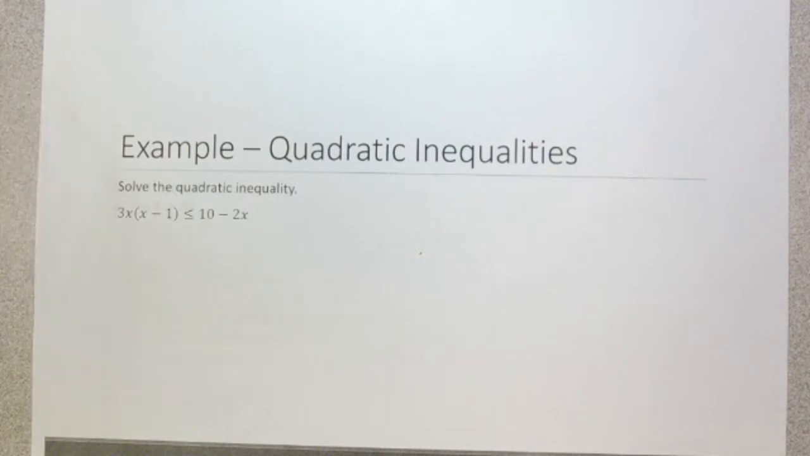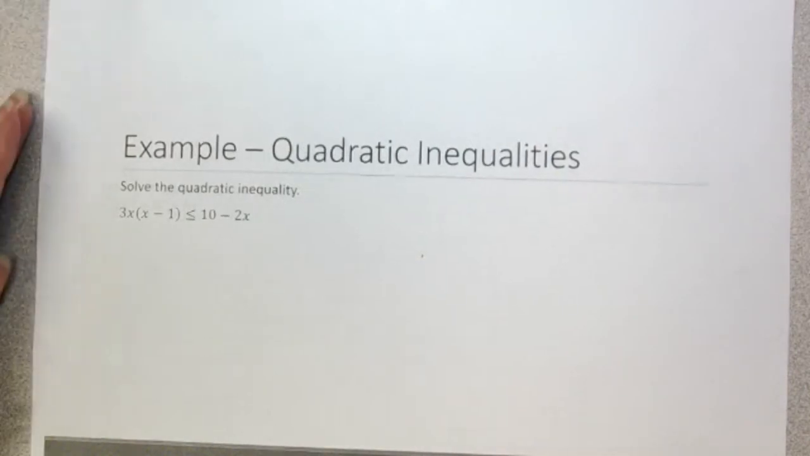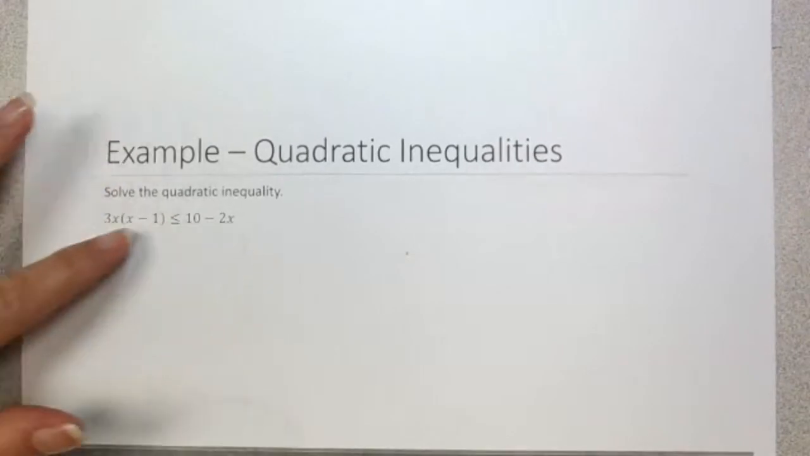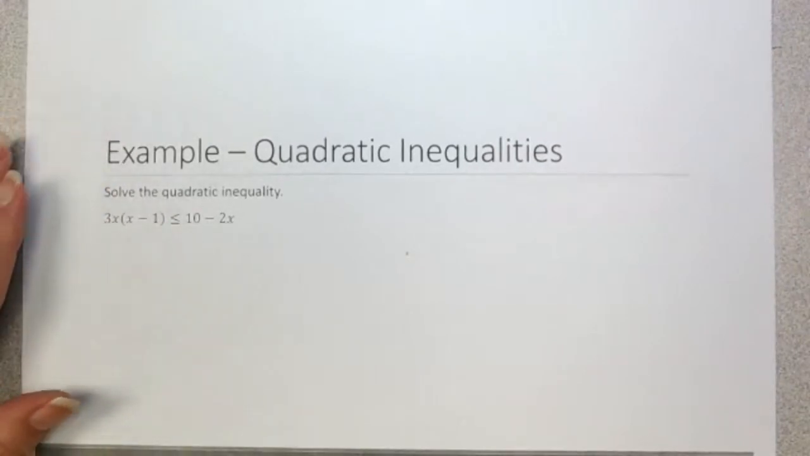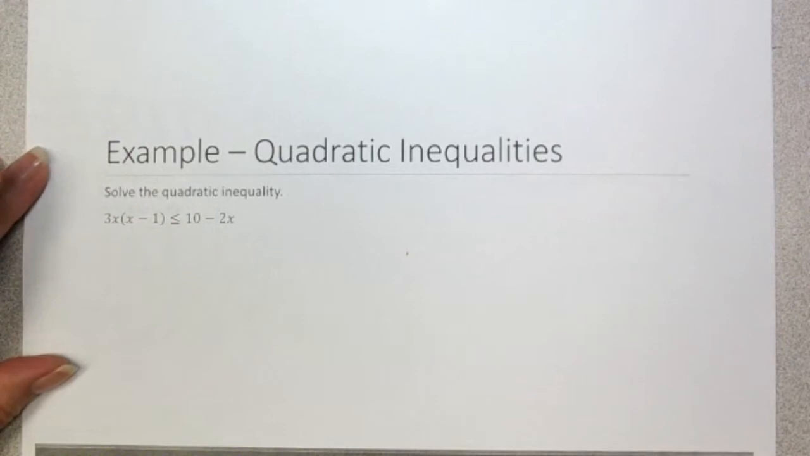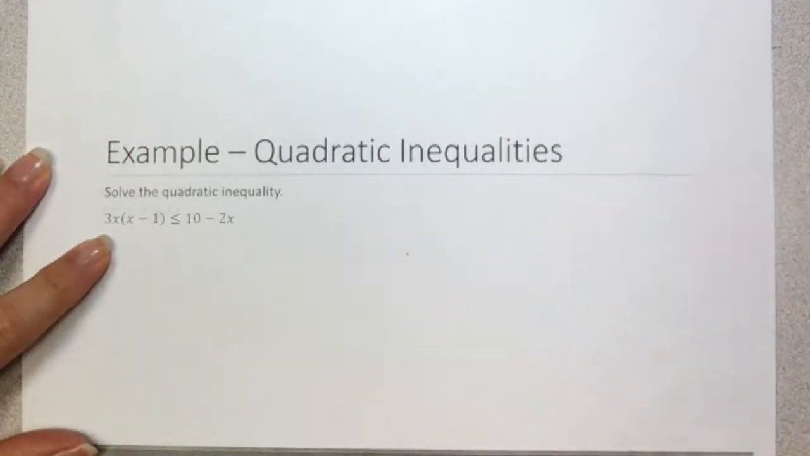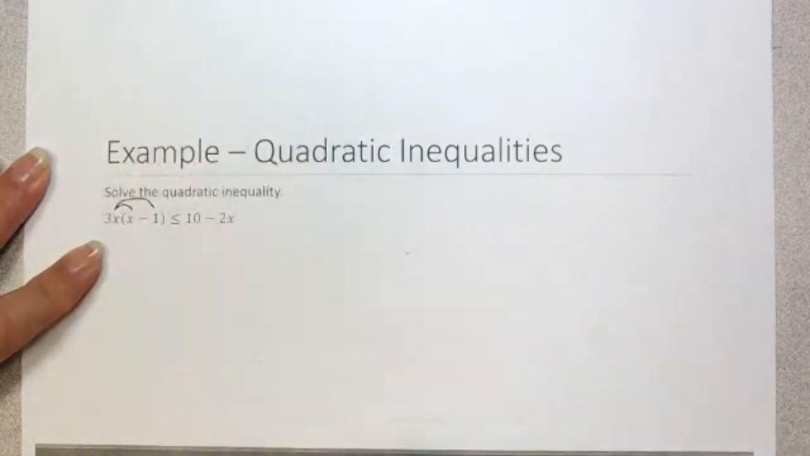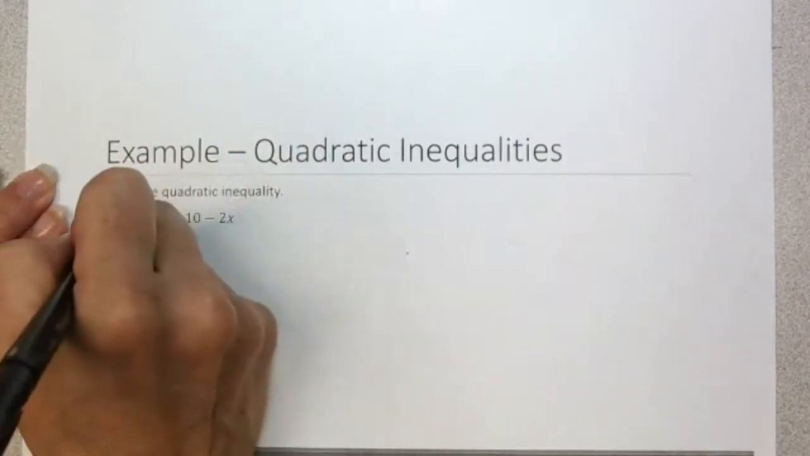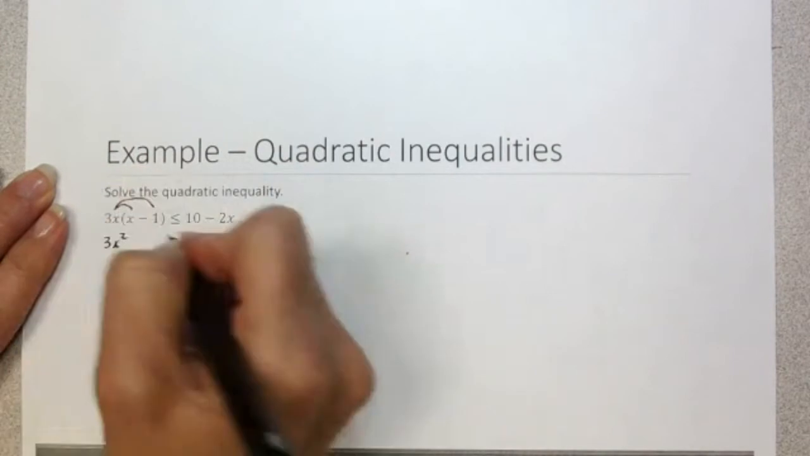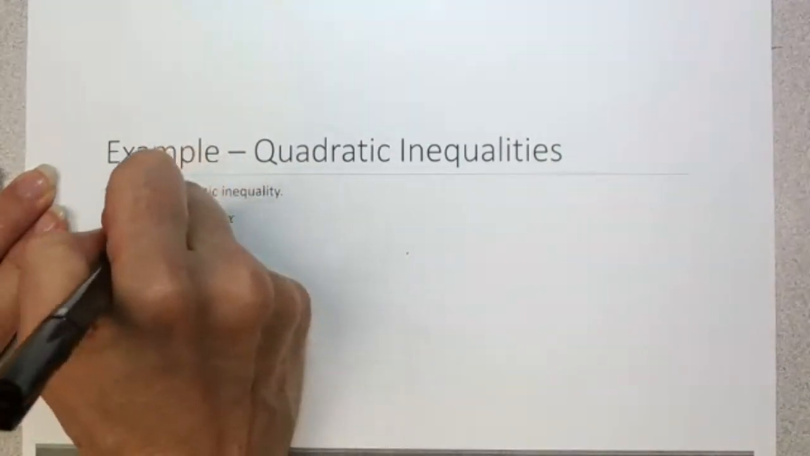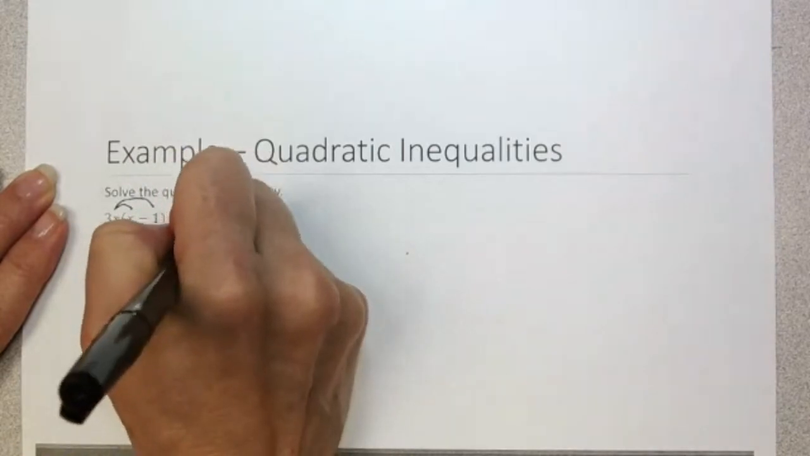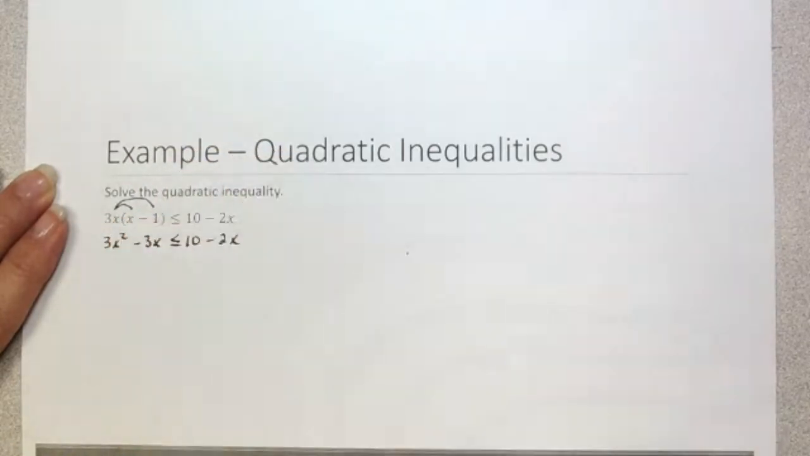Okay, this one's not in good form yet, is it? Everything's everywhere. In fact, at first glance, you'd think maybe it's not even quadratic. I don't see an x squared anywhere. But if I were to solve any inequality that wasn't simplified, I'd want to simplify it first. So we'll need to distribute that 3x so we can drop those parentheses. So 3x times x is 3x squared, and 3x times negative 1 is negative 3x. Okay, and that'll be less than or equal to the 10 minus 2x.